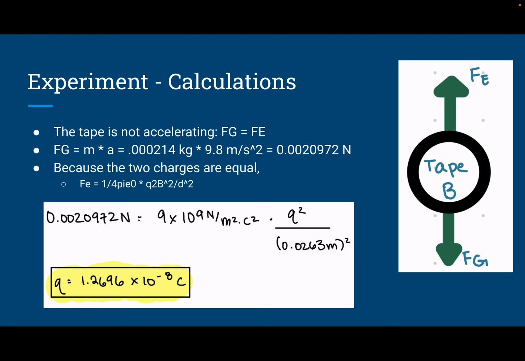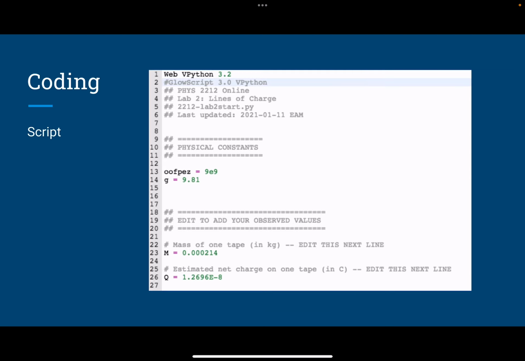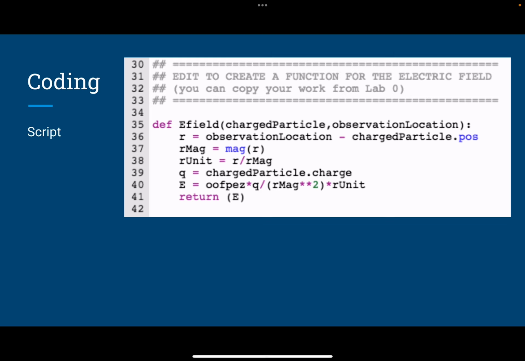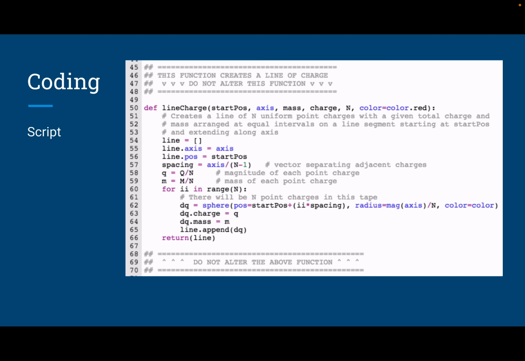This is just a recap of lab 1. So here is the actual coding. I inputted the mass and the net charge, as well as the K value and the gravitational value. Here is the definition of an electric field, so we created a function for it using the R vector, magnitude, and the unit vector. You can see E down there is the actual calculation. And over here, this was the function that created a line of charge, which we did not alter.